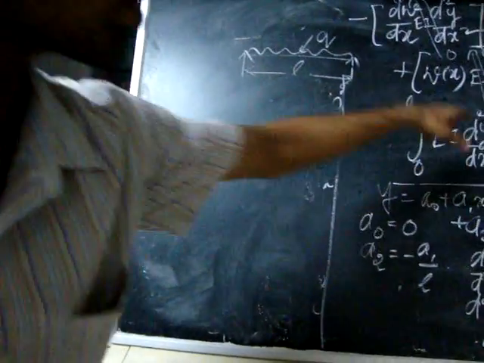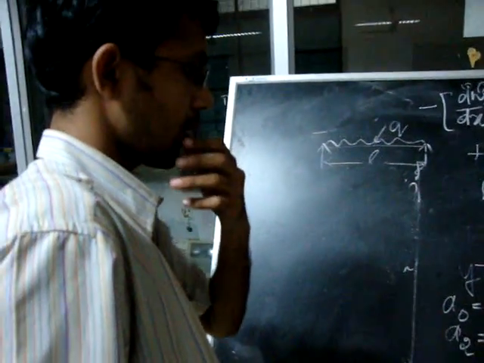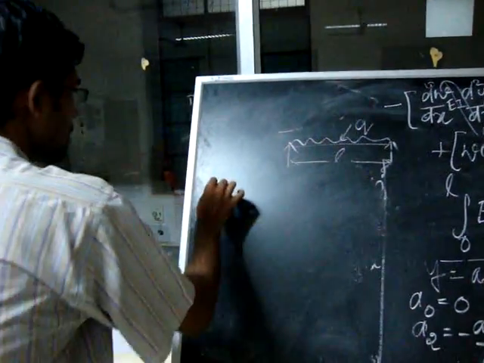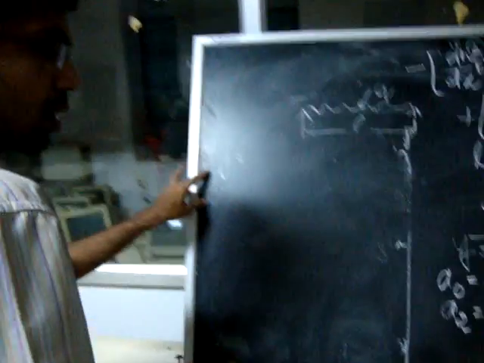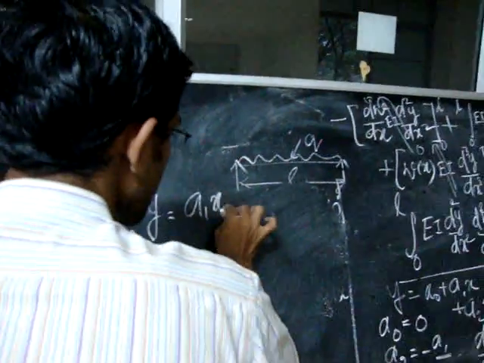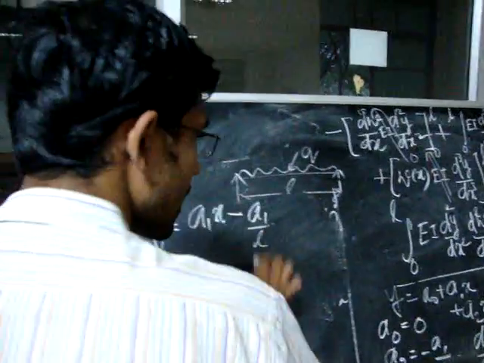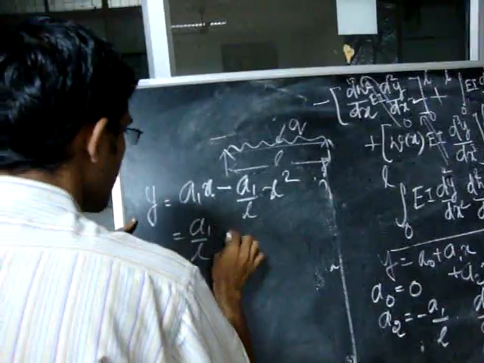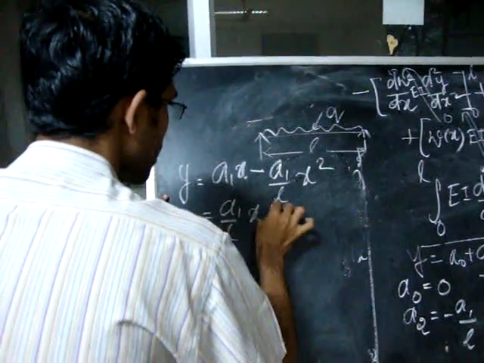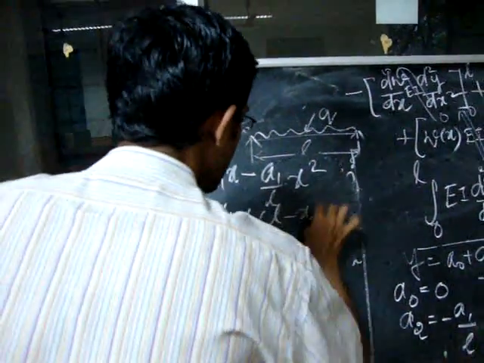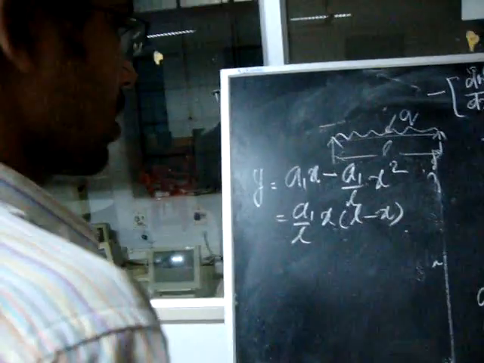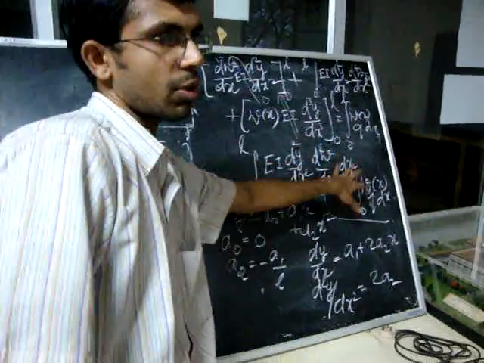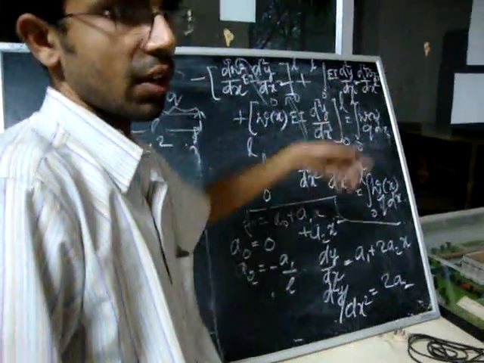So let me substitute this in the weak formulation. Before that, let me do certain things here. y is equal to a1x minus a1 by L x squared. As I take a1 by L common, I will get x into L minus x. So in this expression I also got to know what d2w by dx2 is. Further, I need to know what my weight function is.